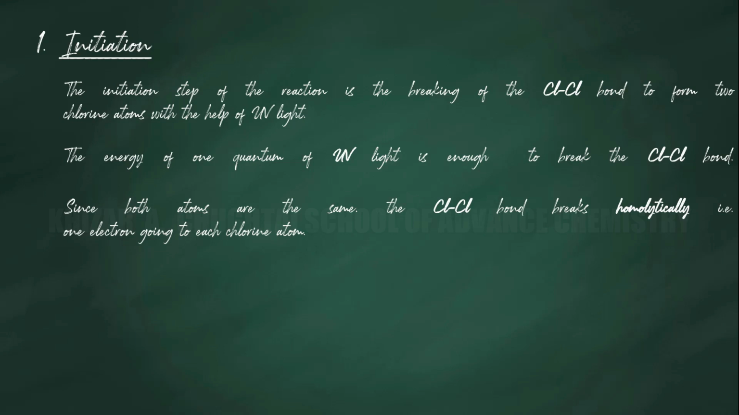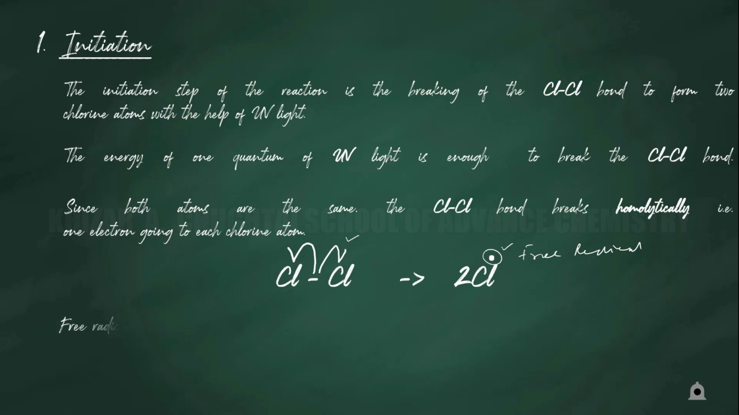This can be shown like that. Cl-Cl bond breaks into 2 atoms, and this is the shifting of single electron to each chlorine atom. This is the half curly arrow that is used for the shifting of one electron. And this is a symbol of free radical. Free radicals are highly reactive species, so they are unstable.